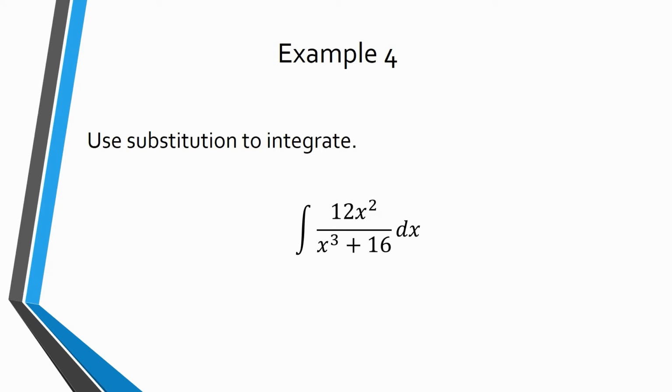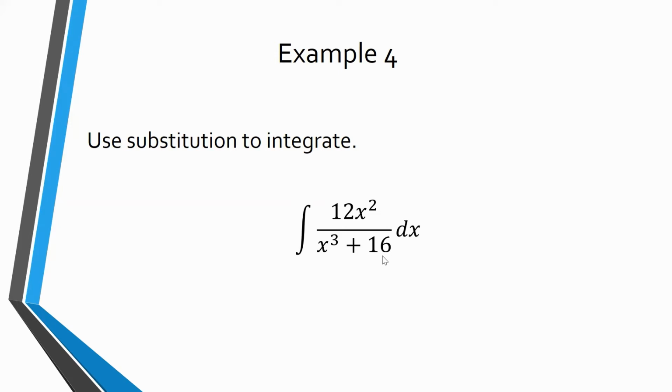Let's take a look at example 4. We want to use substitution to integrate 12x squared over x to the third plus 16 with respect to x. In order to do substitution, the first thing I want to do is ask myself, what part of this function should I make my u? In this scenario, the best thing to do is let your u be x to the third plus 16.